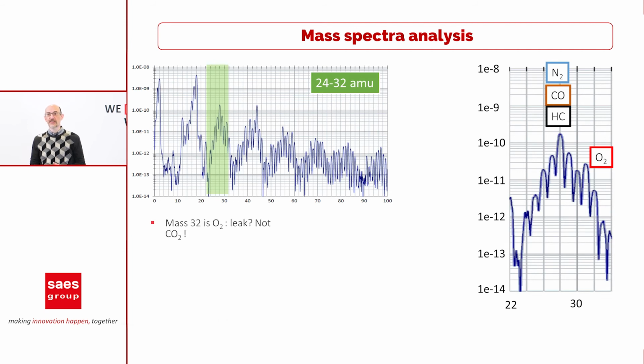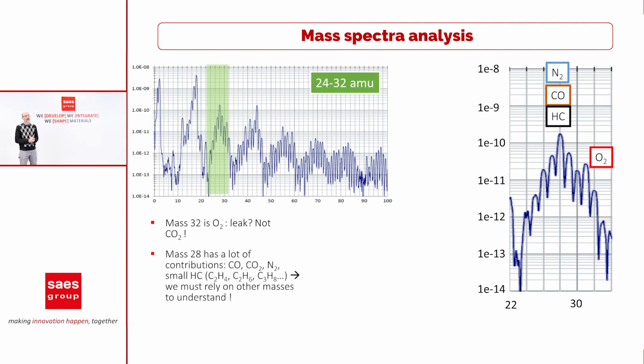Mass 32 is likely oxygen, since CO2 does not produce significant fragments with this mass. So pay attention to leaks when it stands out. Mass 28 is a real puzzle in the spectrum. It receives contribution from many species, so we need to analyze other signals to understand what's inside this peak.